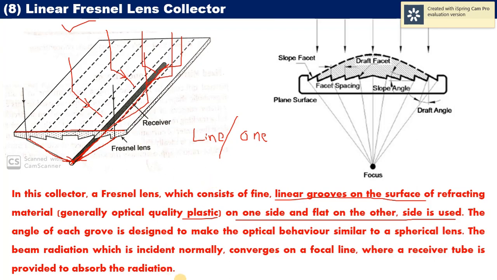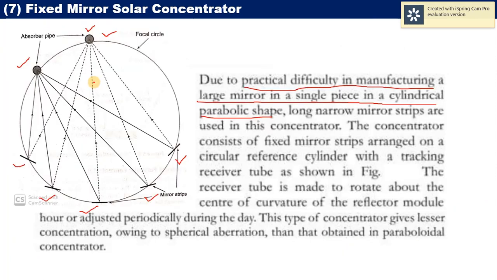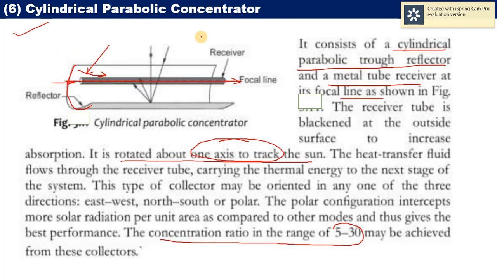Now the beam radiation which is incident normally converges on the focal line, where the receiver tube is provided to absorb the radiation. So this is also line focus with one axis tracking. So three types of collectors are line focus with one axis tracking: the linear Fresnel lens collector, the fixed mirror solar collector, and the cylindrical parabolic concentrator.